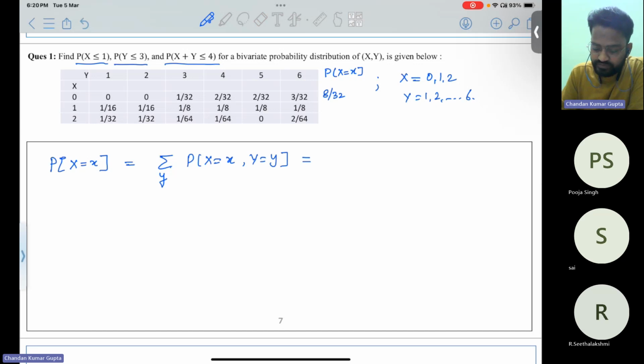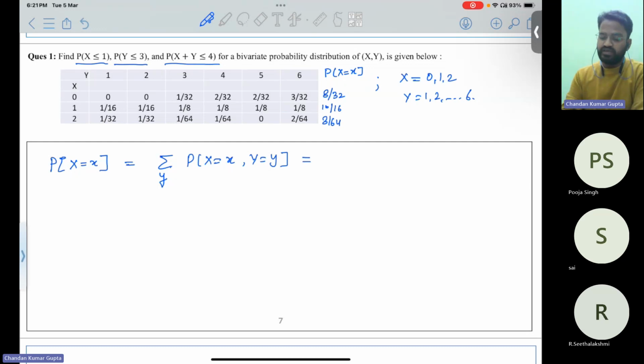Then at x equal to 1, it is 1 by 16 plus 1 by 16 plus 1 by 8, 1 by 8, 1 by 8, 1 by 8. So it is 10 by 16, which I can also write as 5 by 8. And the third one is 1 by 32, 1 by 32, 1 by 64, sorry, 1 by 64 and 2 by 64. 2, 3, 4, 8. That is 8 upon 64, or 1 by 8.